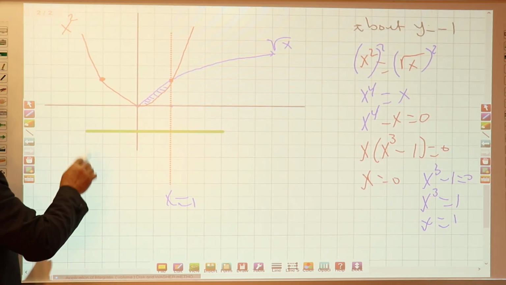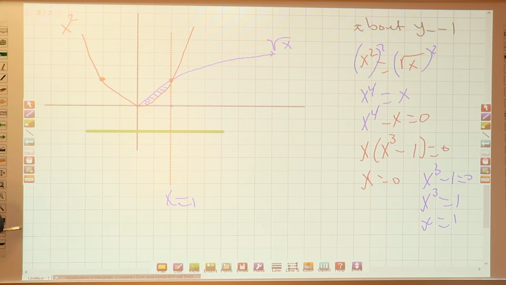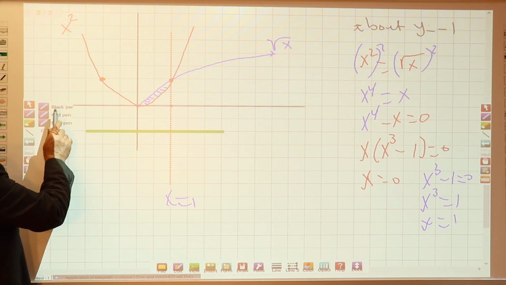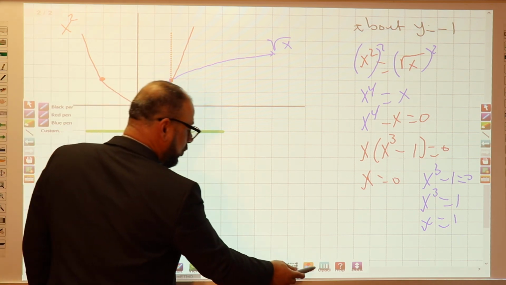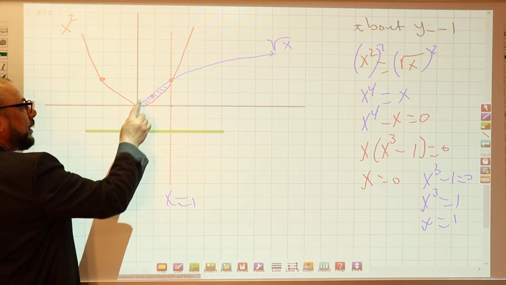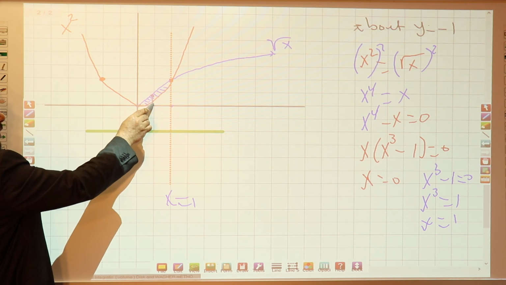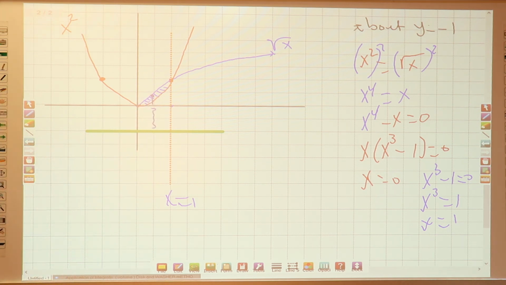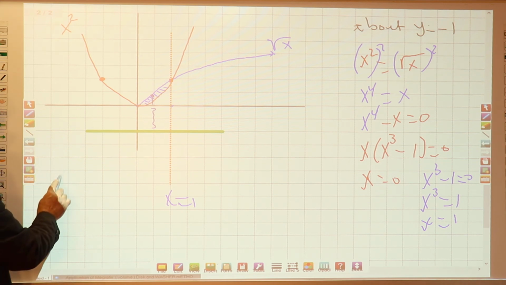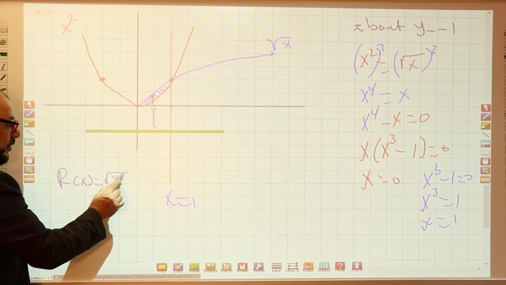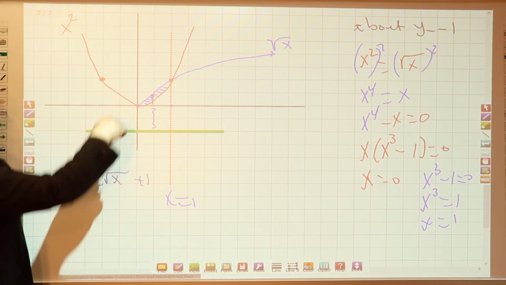The big and the small. Let us go to the square root of x. If you take any point on the square root of x, from here to here is the square root of x, and how much extra do we have here? We have 1, right? Then the big radius, R of x, is the square root of x plus 1, which is the bigger one.